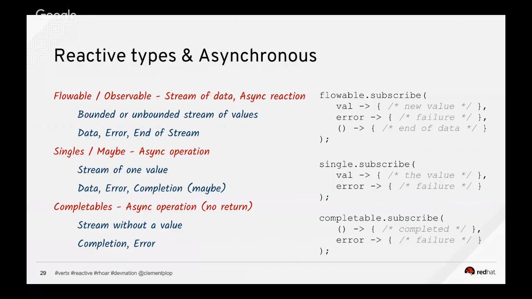I don't know when I will get the reply, but I know that we'll have either a response or an error, and this is what a single type is made for. We also have completables, which are for asynchronous operations that have no return. So let's say, okay, tell me if you have completed or not, like writing somewhere in a file and stuff like that.